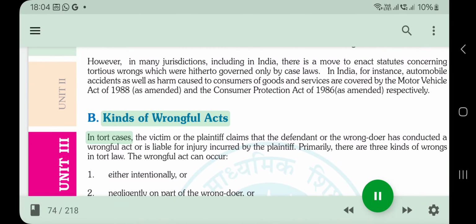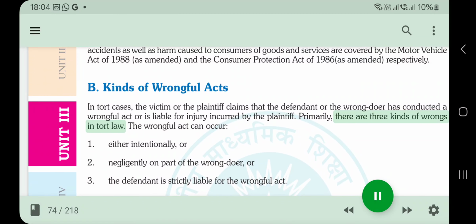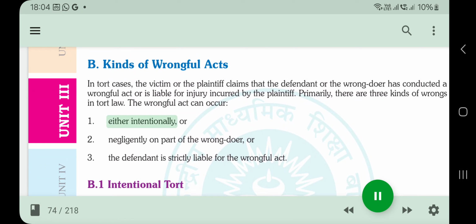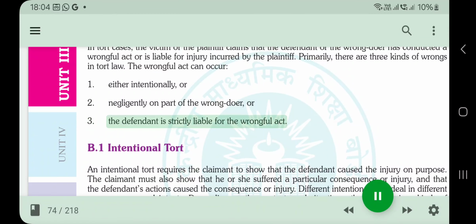B. Kinds of wrongful acts in tort cases. The victim or the plaintiff claims that the defendant or the wrongdoer has conducted a wrongful act or is liable for injury incurred by the plaintiff. Primarily, there are three kinds of wrongs in tort law. The wrongful act can occur: 1. either intentionally, or 2. negligently on part of the wrongdoer, or 3. the defendant is strictly liable for the wrongful act.